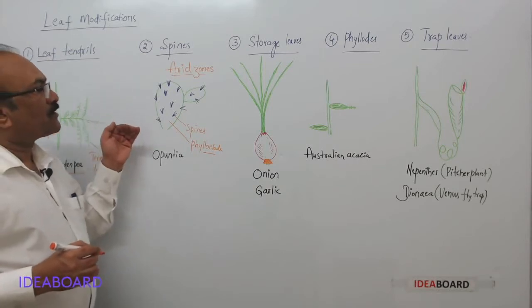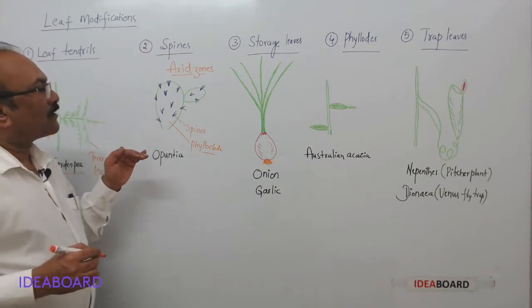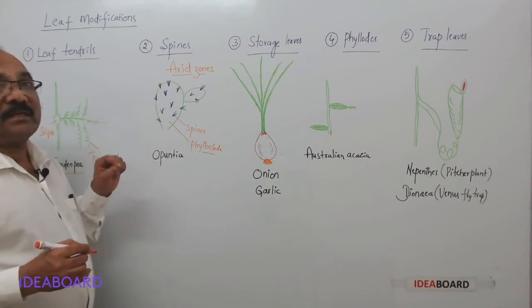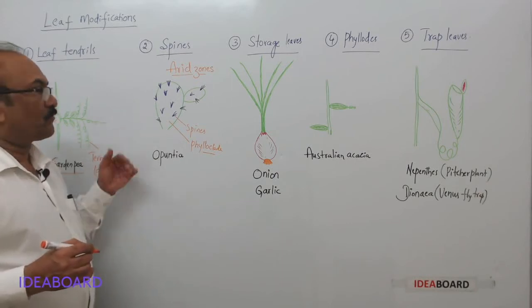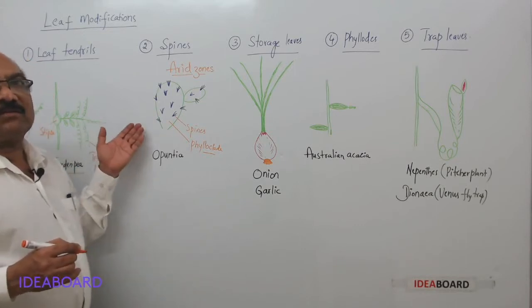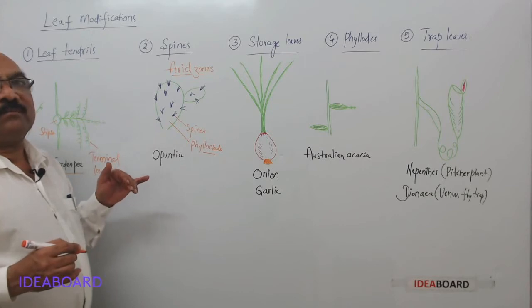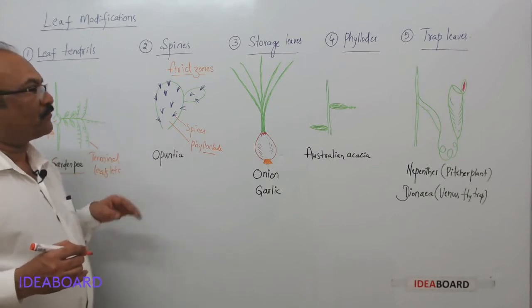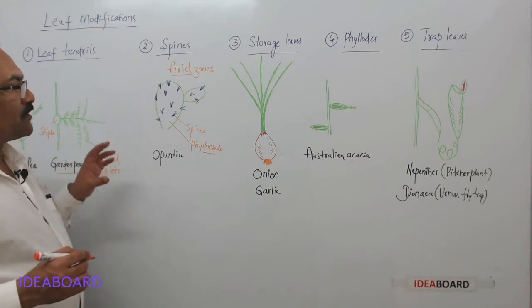So the main purpose of modification here is to reduce the rate of transpiration. But of course, as they are pointed structures, they also protect the plant from these animals, herbivores. So that is what the spines are.